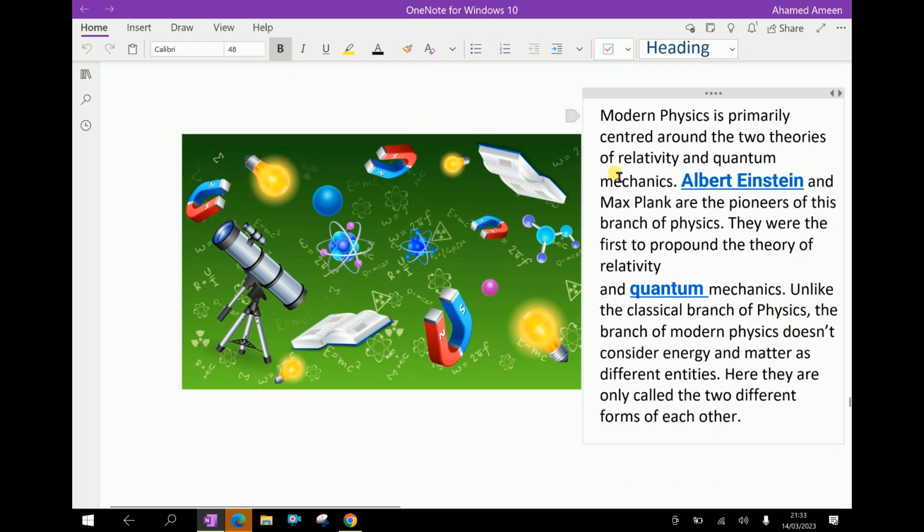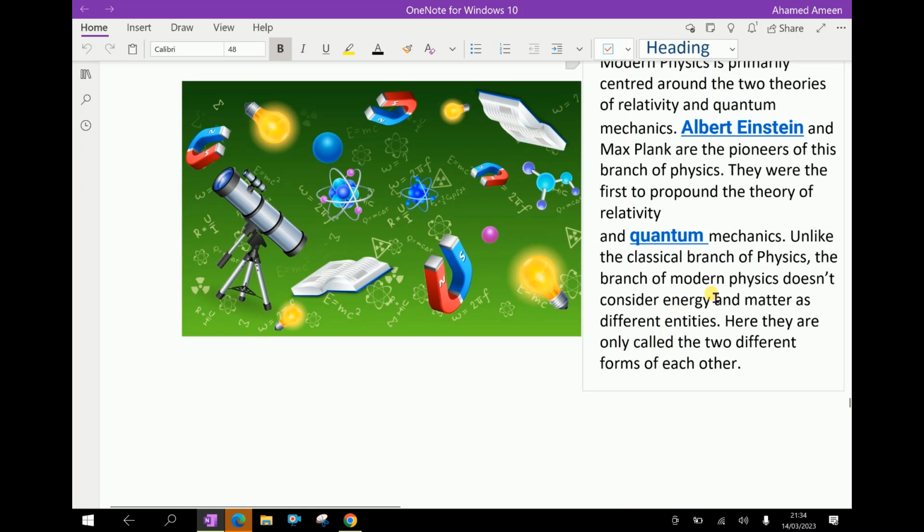Modern physics is primarily centered around the two theories of relativity and quantum mechanics. Albert Einstein and Max Planck are the pioneers of this branch of physics. They were the first to propound the theory of relativity and quantum mechanics. Unlike classical physics, modern physics does not consider energy and matter as different entities. Here they are only called two different forms of each other.